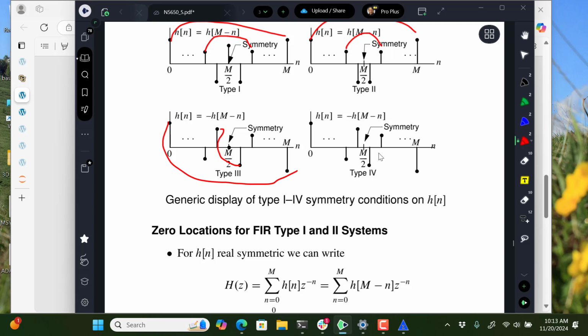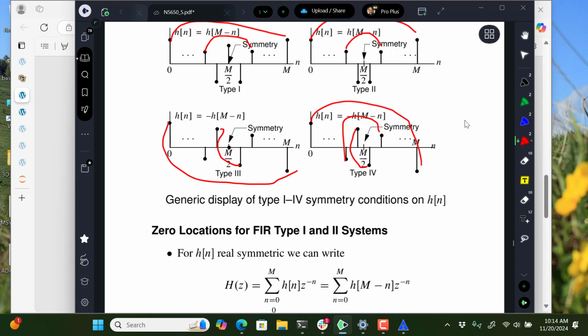When you go to the type 4, you don't have a central term, but you have the nearest neighbors there, and those are just equal and opposite. When I first saw this, I thought, wow, this is so confusing. Why do we have 4 types? Well, the filter synthesis tools will synthesize into one of these 4 types for us automatically.